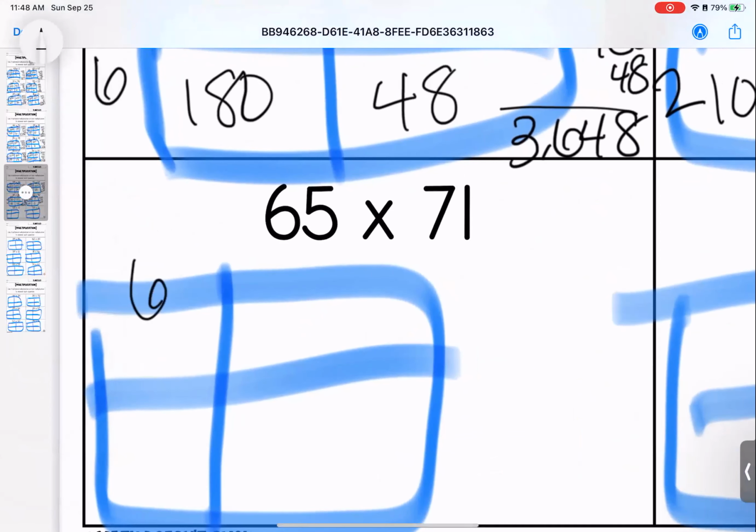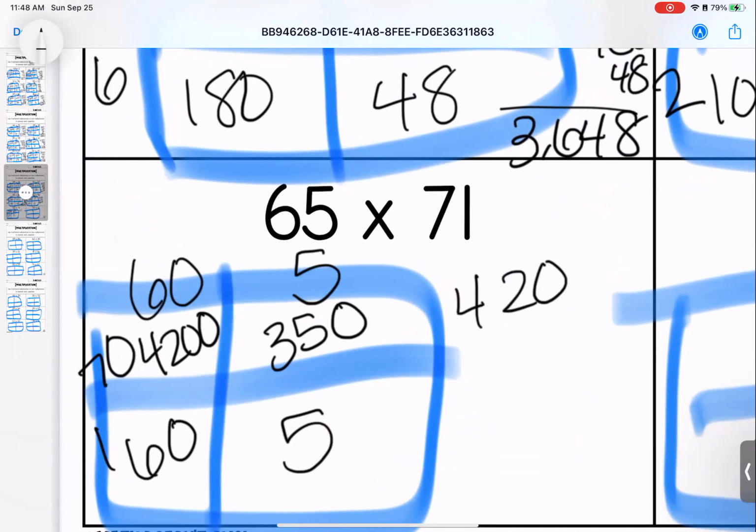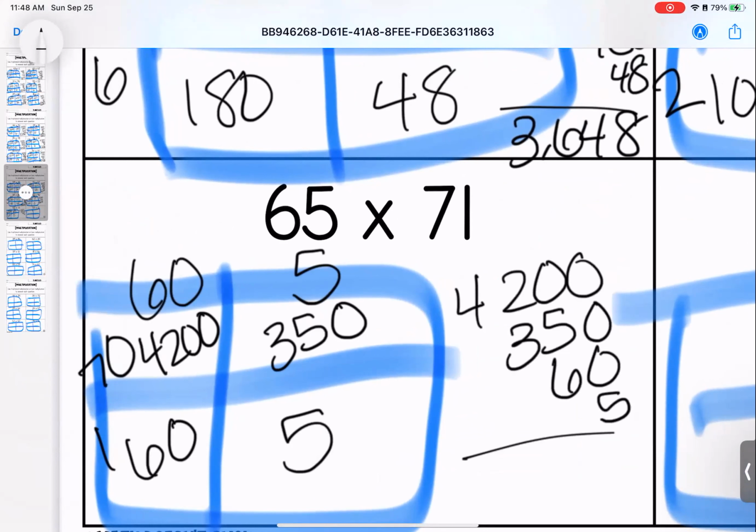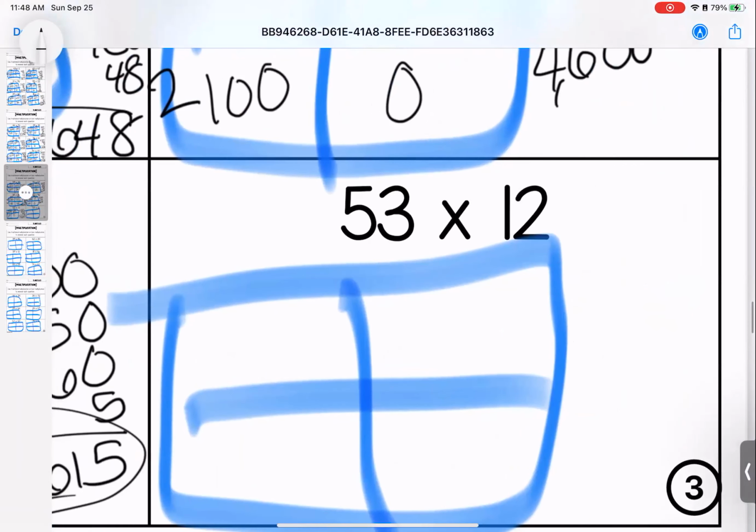Break it down. 60 and 5, 70 and 1. 6 times 7 is 42, two zeros. 7 times 5 is 35, a 0. 6 and 1 is 6, add 0. 1 and 5 is 5. 4,200. 350. 60 and 5. We get 4,615. Last one, sliding over, break it down to 50 and 3, 10 and 2.